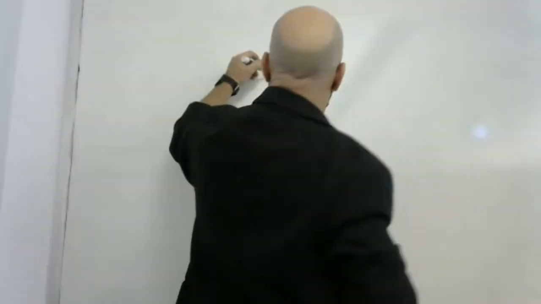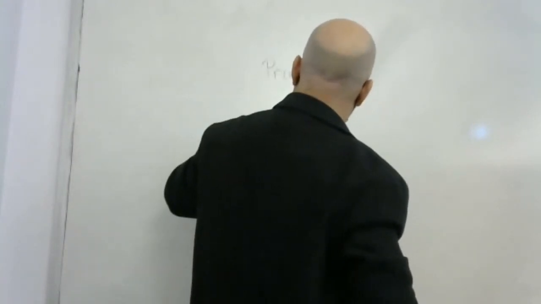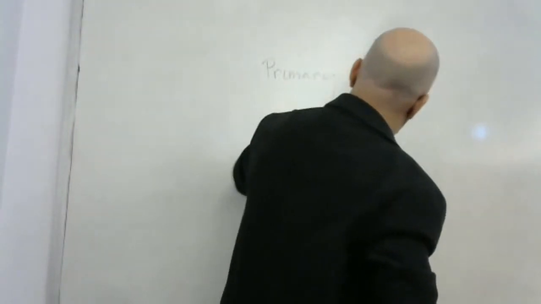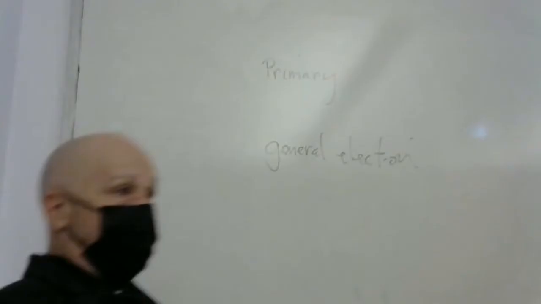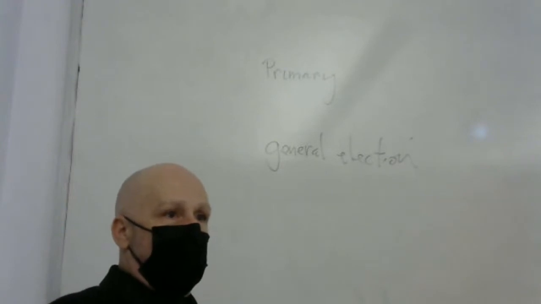Okay. So party-based elections occur in two phases. First phase is the primary. The second phase is the general election. And the general election occurs in November. The first Tuesday after the first Monday in November.